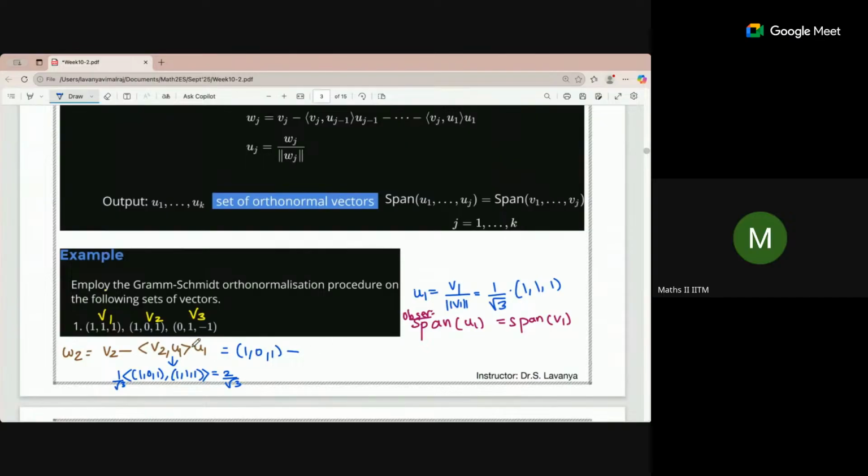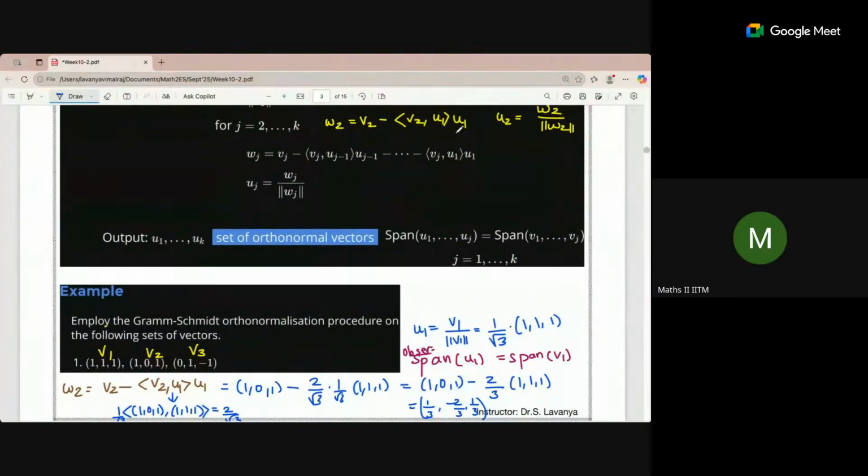Okay. So the value of this is simply 2 by root 3. So you have 2 by root 3, and then this u1 is, what is your u1? Again 1 by root 3 times (1, 1, 1). So you are having (1, 0, 1) minus 2 by 3 times (1, 1, 1). If you further simplify, 1 minus 2 by 3, you will have 1 by 3, minus 2 by 3, and 1 by 3. So do you understand now what this expression u1 means?